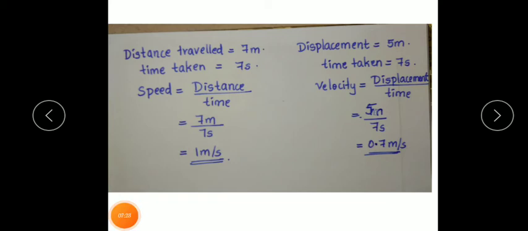The displacement of the boy in 1 second is how much? 0.7 meter per second. So this displacement per unit time is known as velocity. Speed means distance divided by time, while velocity is the displacement per unit time. How much displacement he covered in 1 second is known as velocity. In speed, how much distance he covered in 1 second is known as speed, while displacement in 1 second is known as velocity. Is it clear?